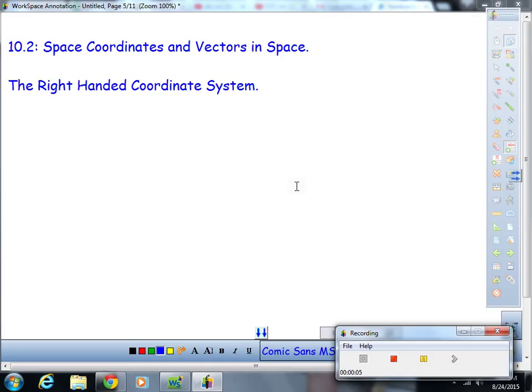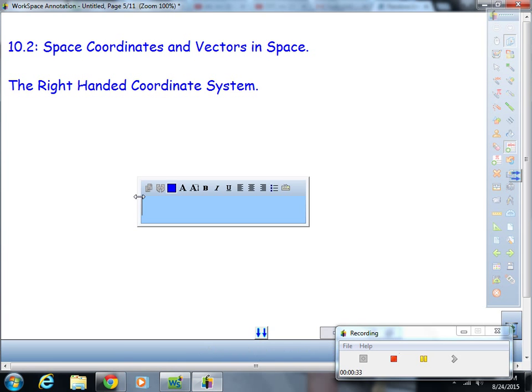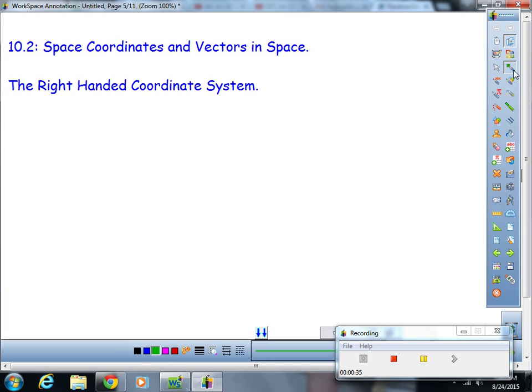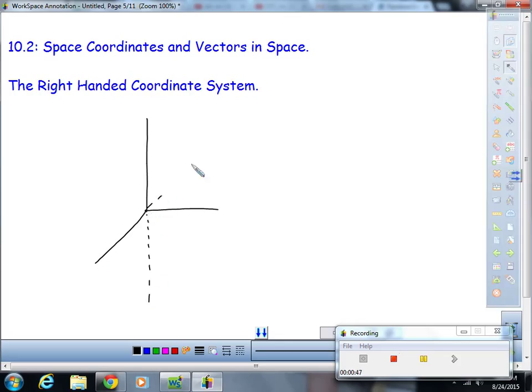All right, we're into 10.2 today. Space, coordinates, and vectors in space. Things are about ready to get really real because we are now working in 3 space for the first time. So, a couple things. You can imagine that they had to make a decision at the very beginning of this system as to which axis would be which. Okay? So what I've tried to do for you there is to draw a 3-dimensional coordinate system.